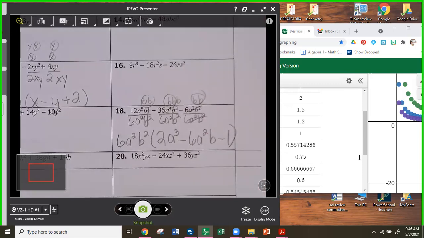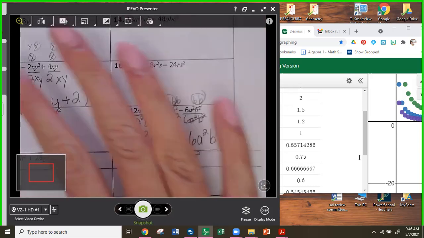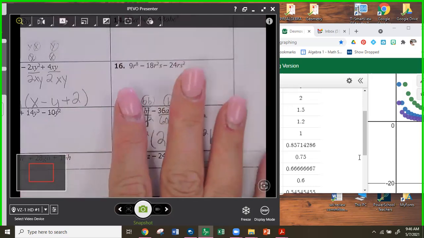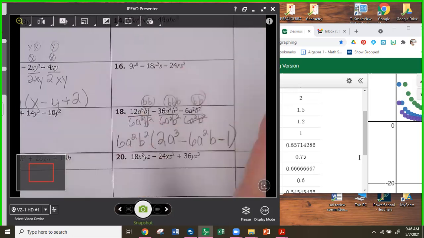Now, honestly, on the SOL test, all of these problems at the end, they're not going to be that difficult. Okay, not going to be that difficult at all.